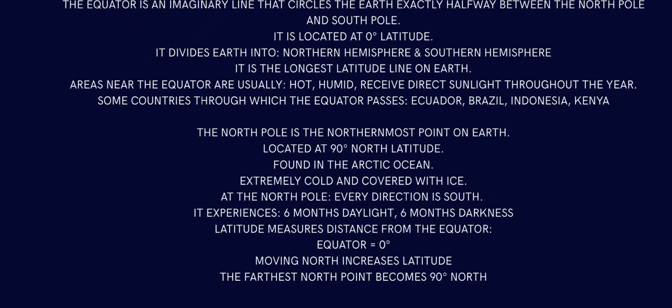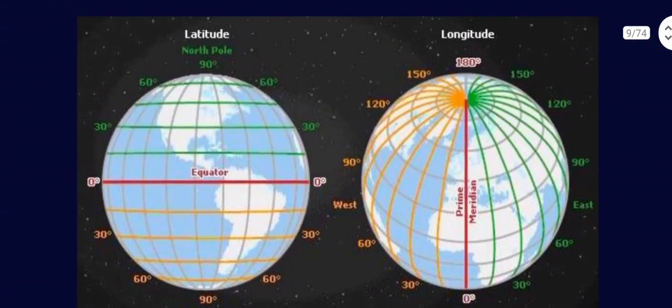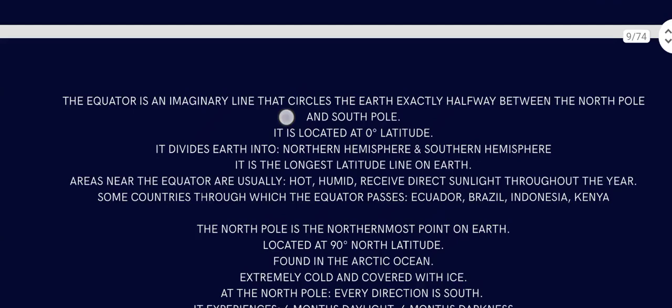Latitude measures distance from the equator. Equator is equal to 0. Moving north increases latitude, it goes to 30, 60 and 90. Moving south is likewise 30, 60 and 90.